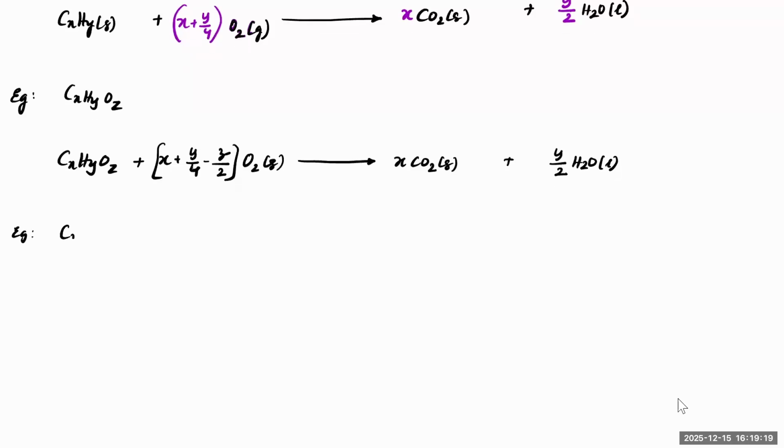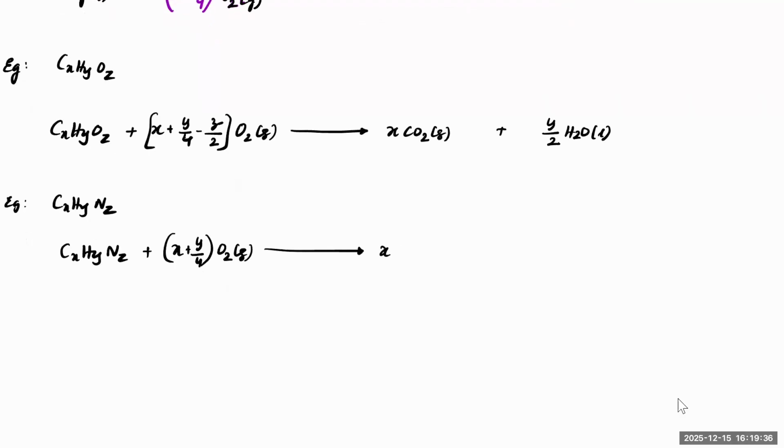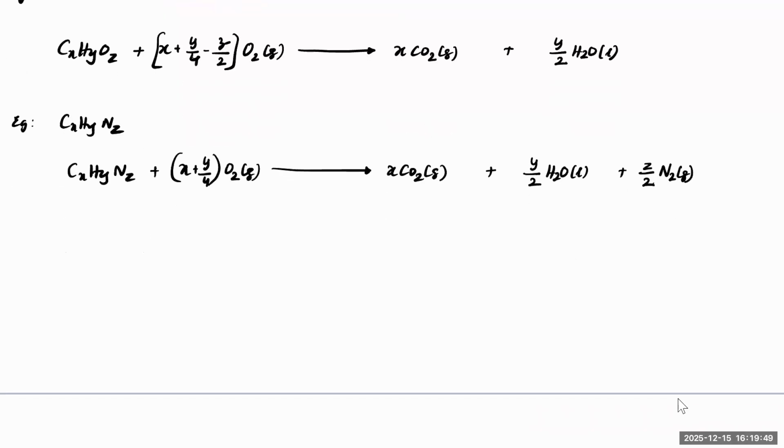What if I have CxHy and Nz? If you have Nz, you know that CxHy plus x plus y by 4 times of O2 gas undergoes combustion to form x moles of CO2 plus y by 2 moles of H2O liquid plus N2. How many moles here? z by 2 moles of N2 gas, because N2 is not the one which will convert into oxide.